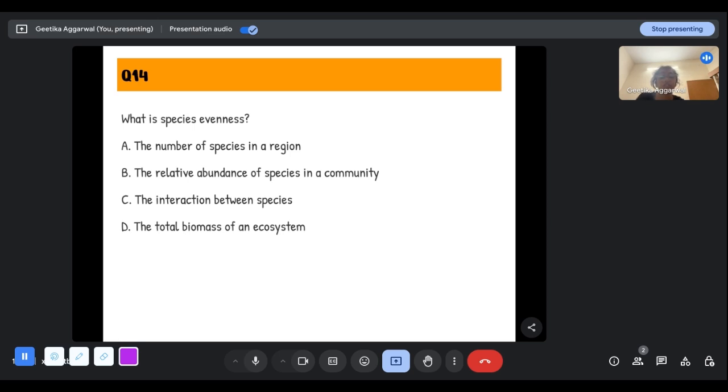What is species evenness? Is it the number of species in a region? Is it the relative abundance of species in a community? Interaction between species or total biomass of an ecosystem? And yeah, so the correct answer to this question is species evenness is the relative abundance of species in a community.